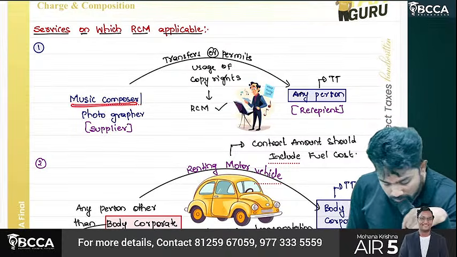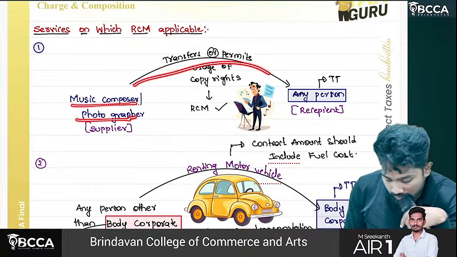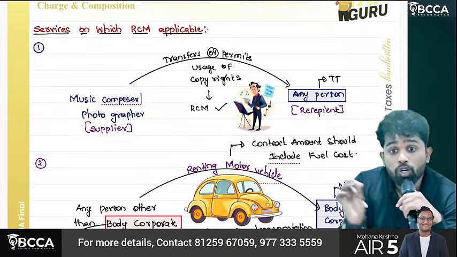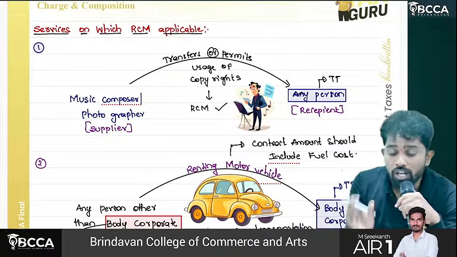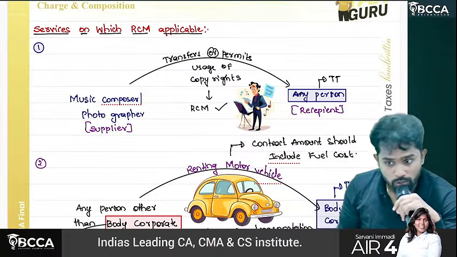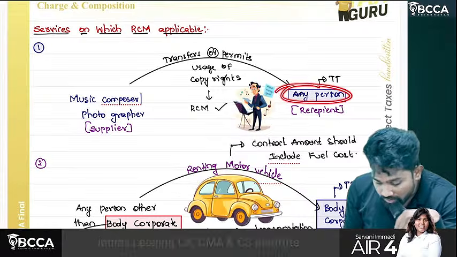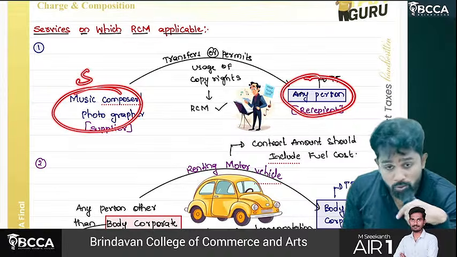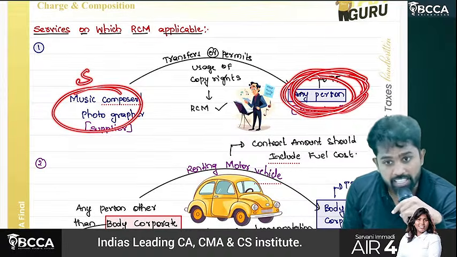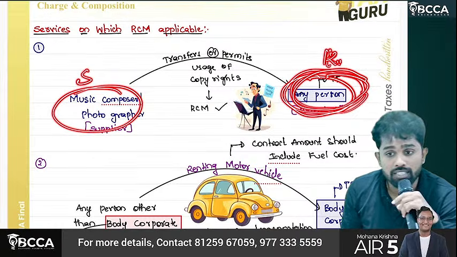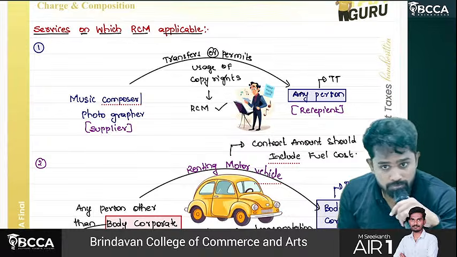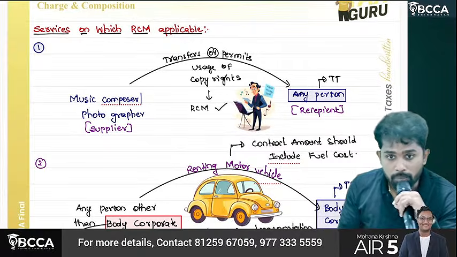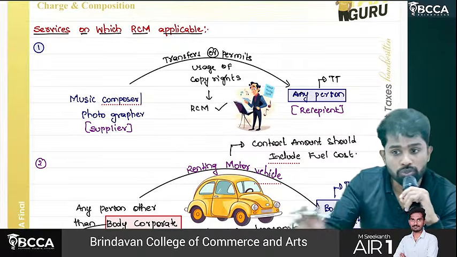Where a music composer or photographer transfers or permits the usage of copyright, either selling the copyright or allowing another person to use the copyright, then on this particular service RCM is applicable. The composer is the supplier, and whoever is buying that copyright is the recipient. Who has to pay tax under RCM? That recipient only has to pay tax. With respect to what? Music composers and photographers transferring their copyrights or allowing another person to use their copyrights.